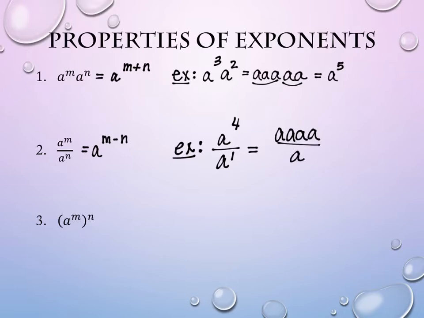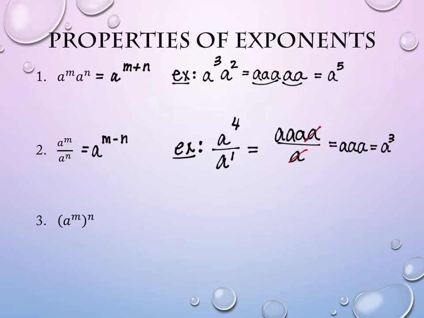And one of our properties of fractions that we looked at said that if I have all multiplication on the top and all multiplication on the bottom, I can look at factors that reduce. So one of these a's from the top and the bottom will cancel out. That leaves me with 3 a's on the top, otherwise known as a cubed. So how do I get from the 4 and the 1 to the 3? Subtract. So that's the second property.